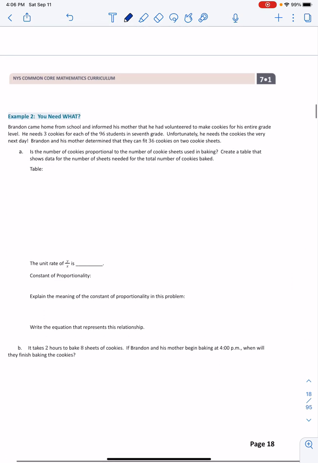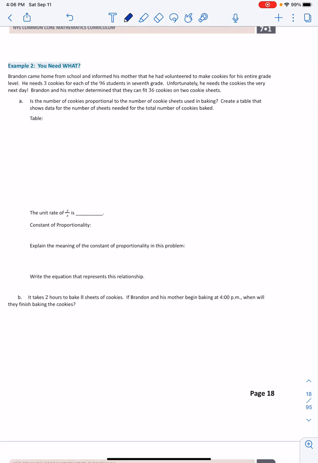Okay? So example number 2. Example number 2 says, Brandon came home from school and informed his mother that he had volunteered to make cookies for his entire grade level. He needs 3 cookies for each of the 96 students in 7th grade. Unfortunately, he needs the cookies the very next day. Brandon and his mother determined that they can fit 36 cookies on 2 cookie sheets. Is the number of cookies proportional to the number of cookie sheets used in baking? Create a table that shows data for the number of sheets needed for the total number of cookies baked.